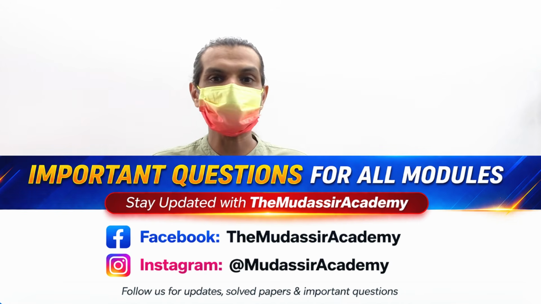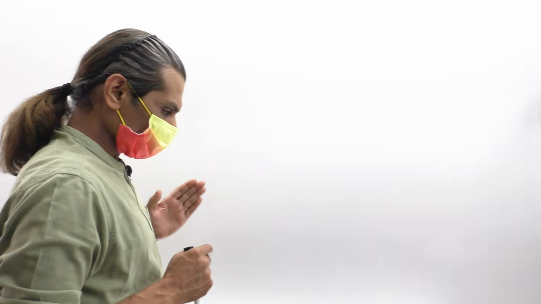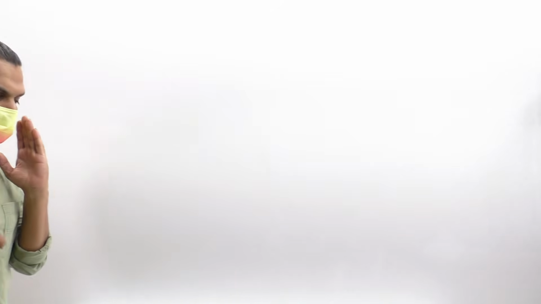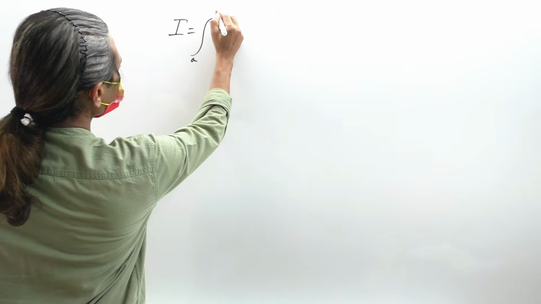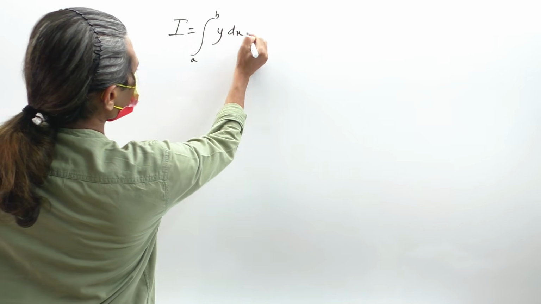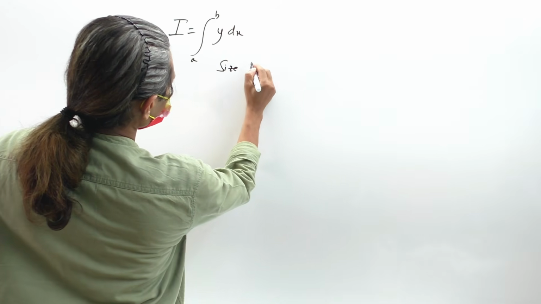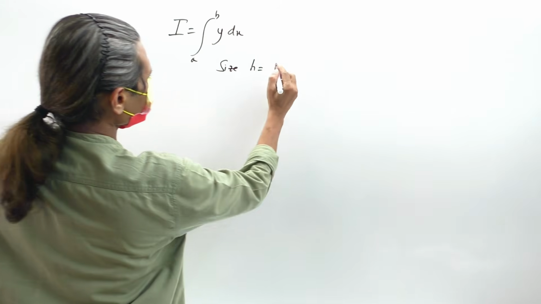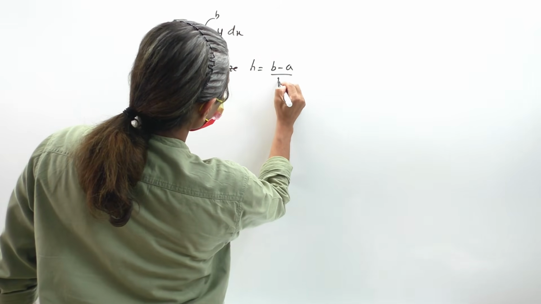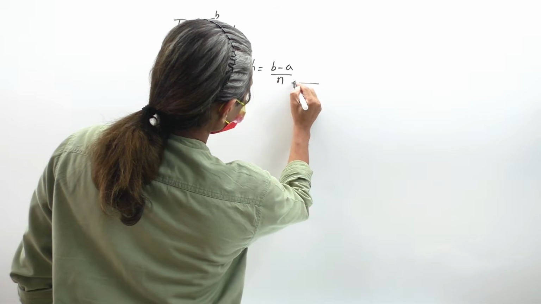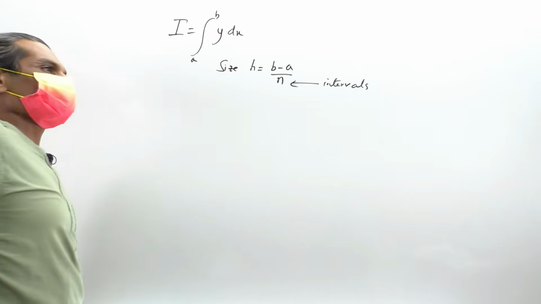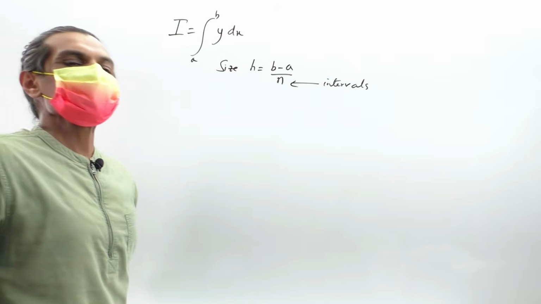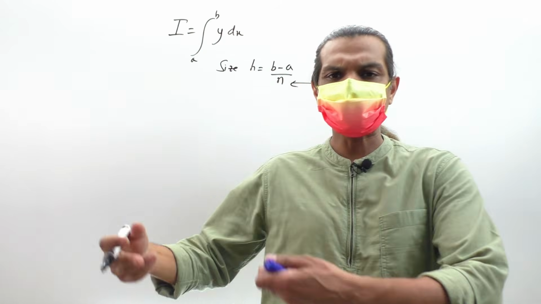Now coming back to Weddle's rule. In Weddle's rule, for the definite integral I equals integral a to b of y dx, we have already seen that the step size h equals (b minus a) over n. Here n is the number of intervals, and in the case of Weddle's rule, the number of intervals is 6 or 12, 18, and so on, multiples of 6.